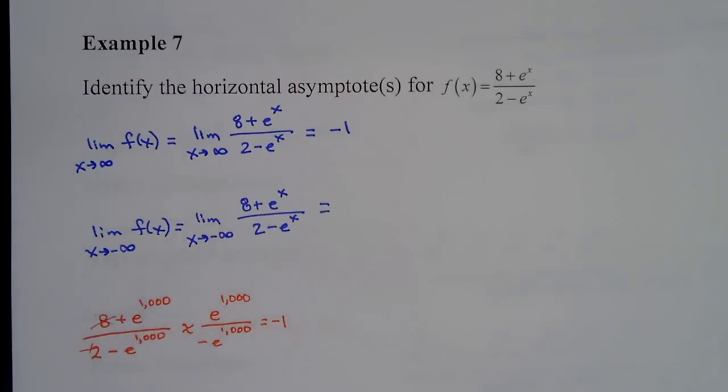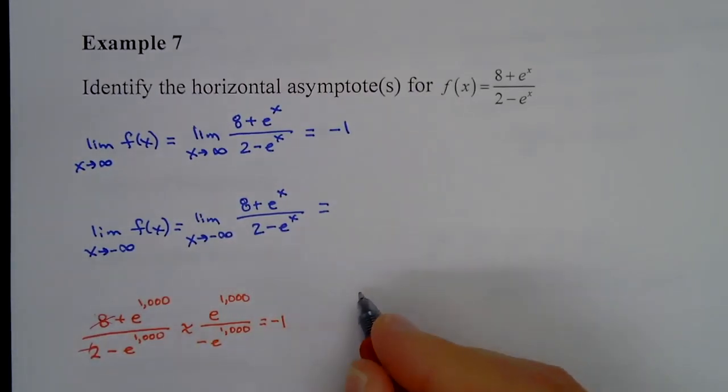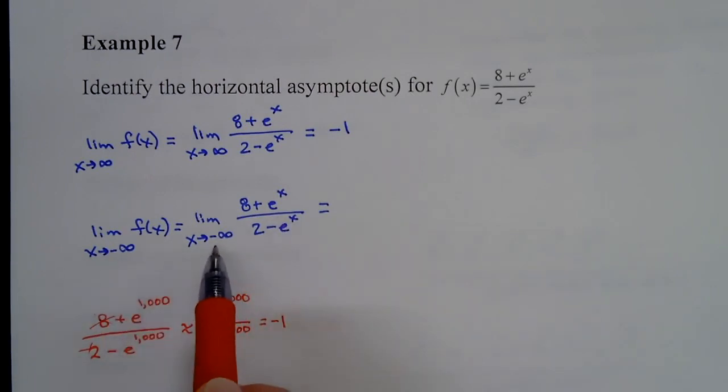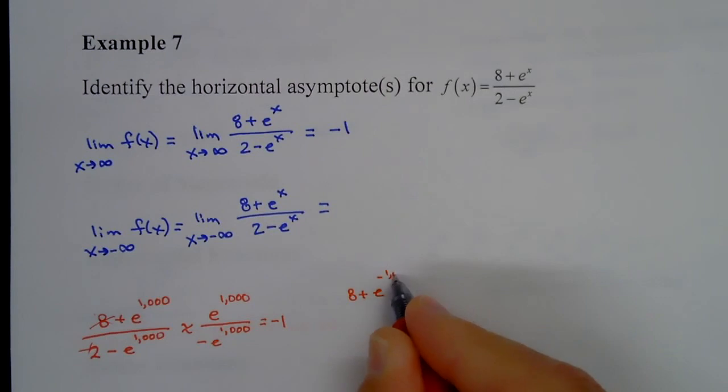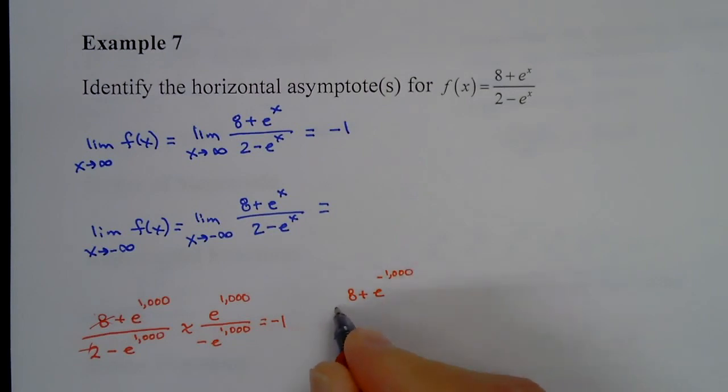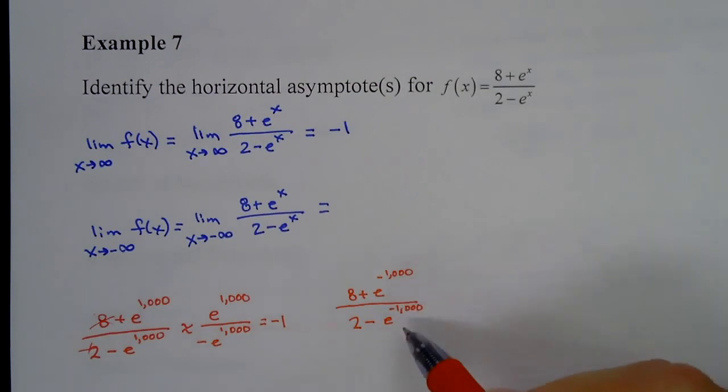All right, so let me slide over a little bit. This would be like putting in a negative big number, like negative 1,000. So this would be 8 plus e to the negative 1,000 over 2 minus e to the negative 1,000. Now these don't cancel because we're adding and we're subtracting, right? They would only cancel if we were multiplying.